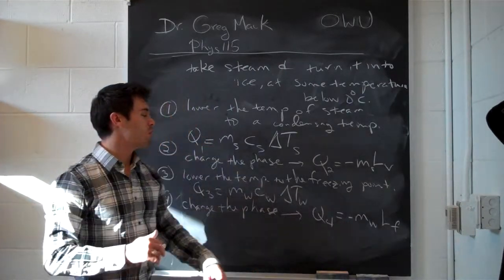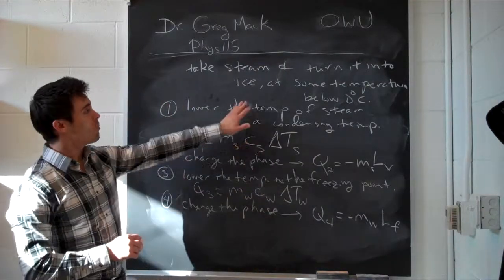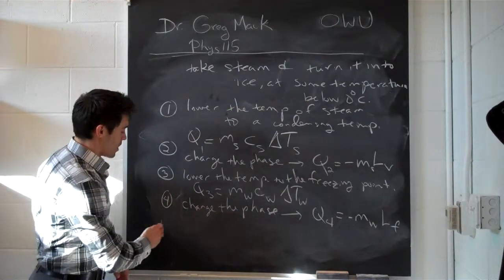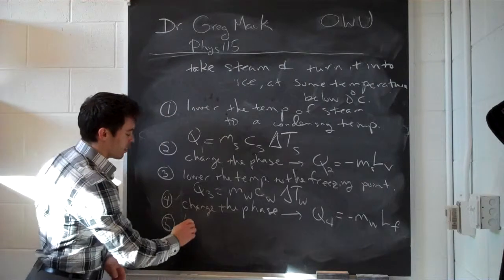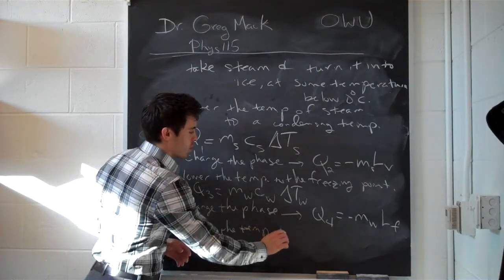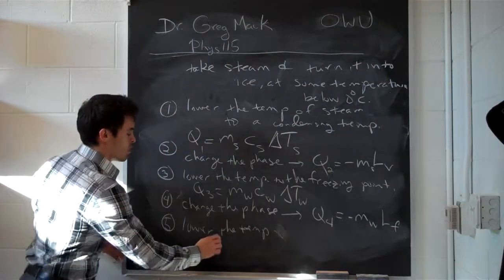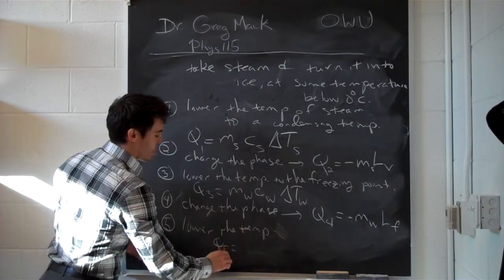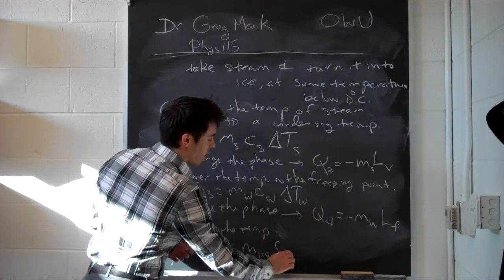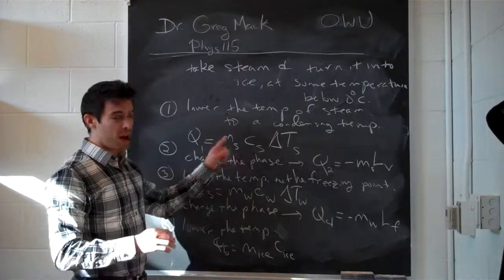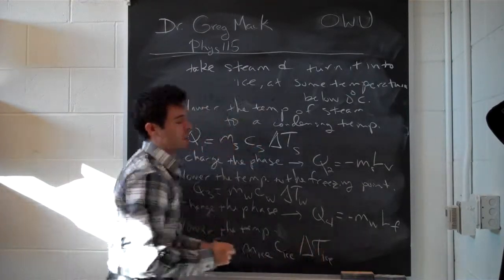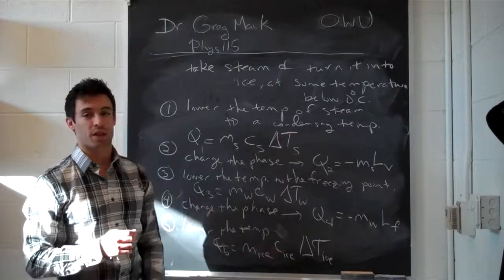So then once we've converted all of the water into ice, we still want to get down to some temperature below the freezing point. So we would have to then take the fifth step here to lower the temperature to what we want it to be. So Q5 will end up being the mass of our newly formed ice times the C for ice, which is going to be different from the C for water and the C for steam, times whatever final temperature difference we want to get to.